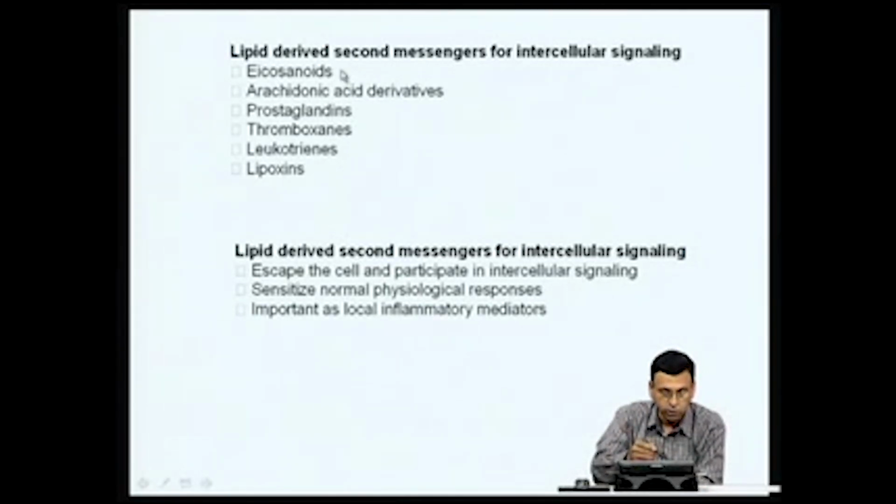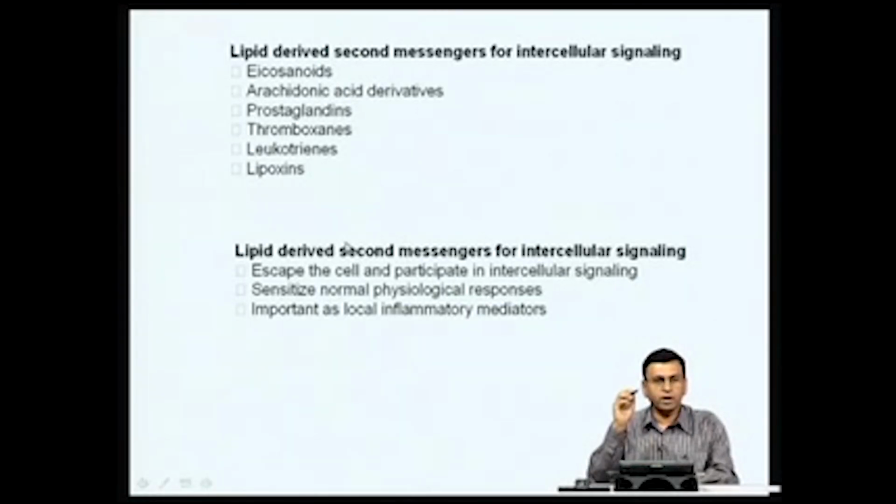These include eicosanoids, arachidonic acid derivatives, prostaglandins, thromboxanes, leukotrienes and lipoxins. And again, all these molecules are very important from the biomedical point of view, and they all control very important physiological processes, and a number of pharmaceutical companies are trying to develop molecules which either antagonize or stimulate the action of these second messengers. They have a very important role in processes like inflammation, controlling pain and so on and so forth.